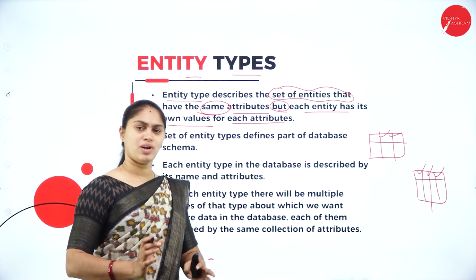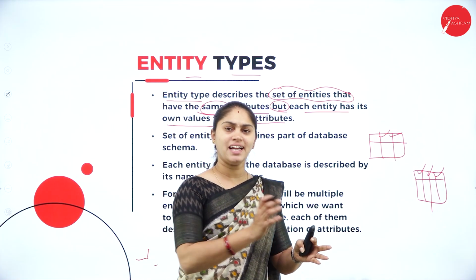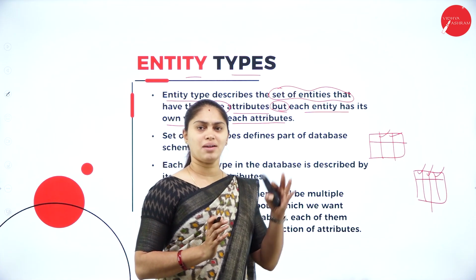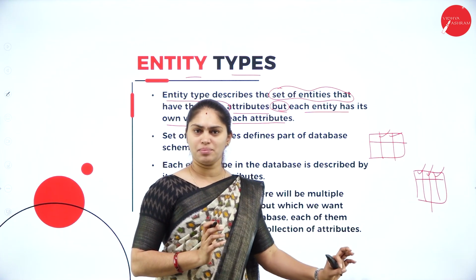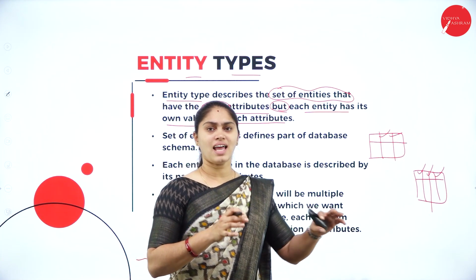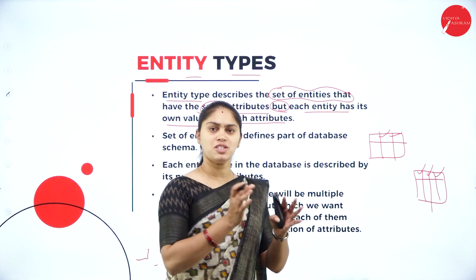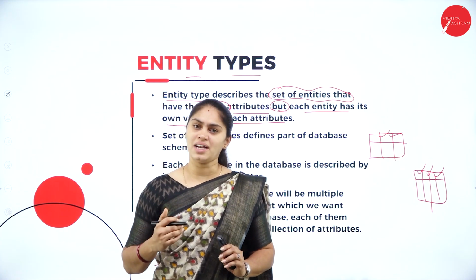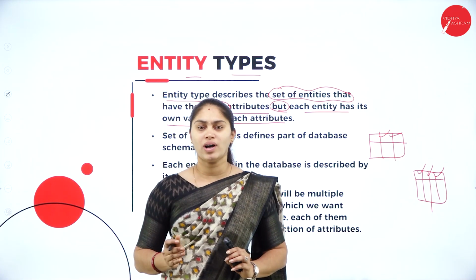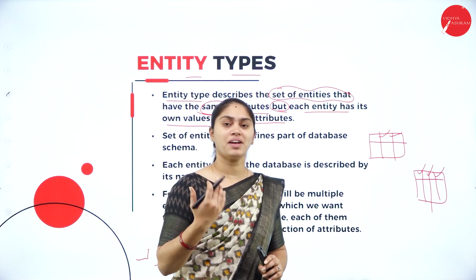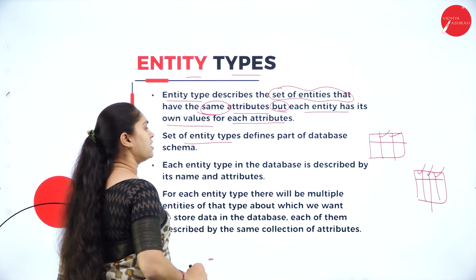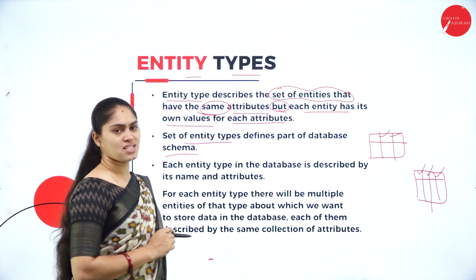If I consider student 1, student 2, student 3, all the entities have the same attributes. Every student has a student ID, name, age, date of birth and parents' details. All attributes are the same for student 1, student 2, and student 3 as well. But the values of those attributes differ from one student to another. Then we call that an entity type.